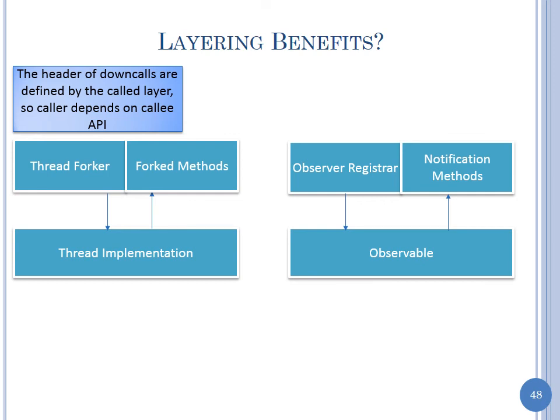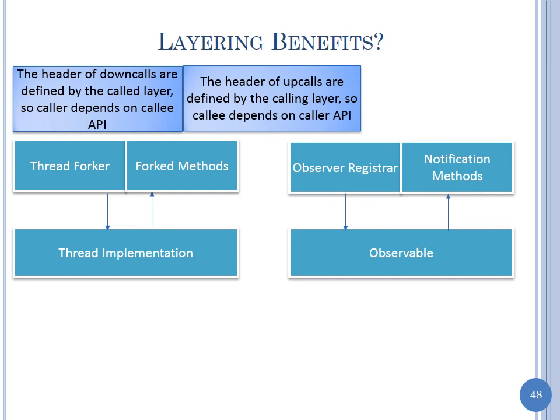Okay. Similarly, when the fork thread implements the run method header, the run method signature was defined by the thread implementation, not by the invoke thread. So the thread implementation does not depend on the API of the thread forker. It's the other way around. And so that's happened syntactically and semantically.